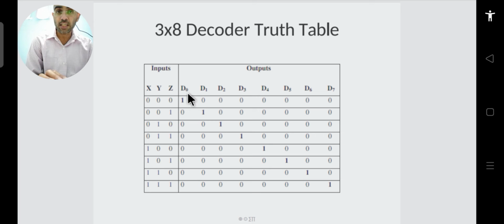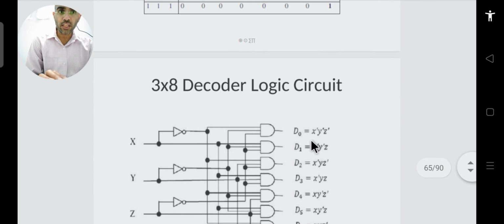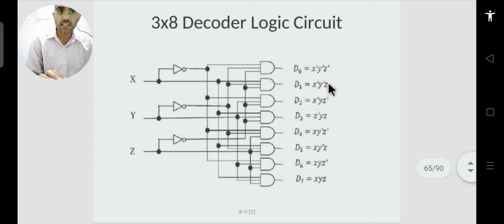If you write a K-map for D0 and simplify it, it will be nothing but x dash, y dash, z dash. Okay, so D0 will be equal to x dash, y dash, z dash. Similarly, you can write the expressions for any of them. If you write the expressions for any of them, then the circuit will look something like this.